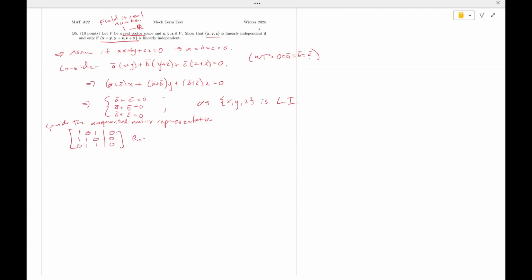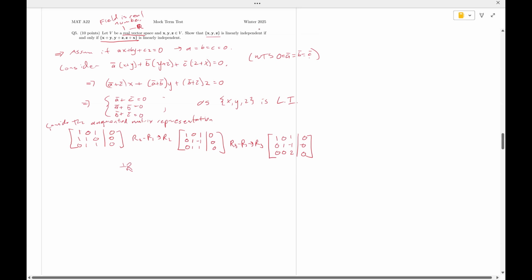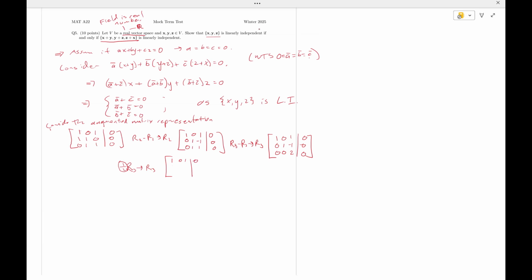And now R2 minus R1 replacing R2 gives 1, 0, 1, 0, 0, 1, minus 1, 0, 0, 1, 1, 0. Now R3 minus R2 replacing R3 gives 1, 0, 1, 0, 0, 1, minus 1, 0, 0, 0, 2, 0. Then 1/2 R3 replacing R3. And because we're in the real numbers, we're allowed to divide by 2. This gives 0, 1, minus 1, 0, 0, 0, 1, 0.